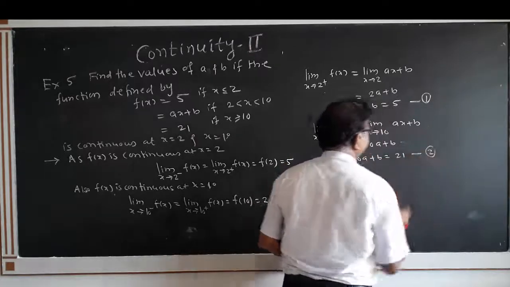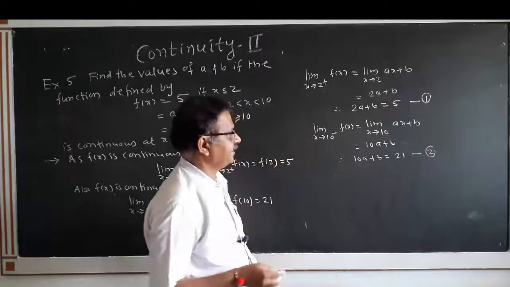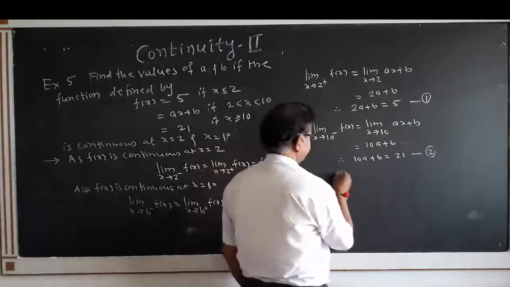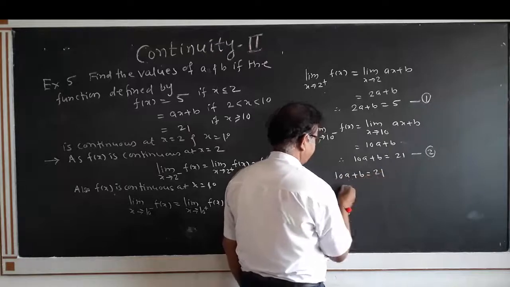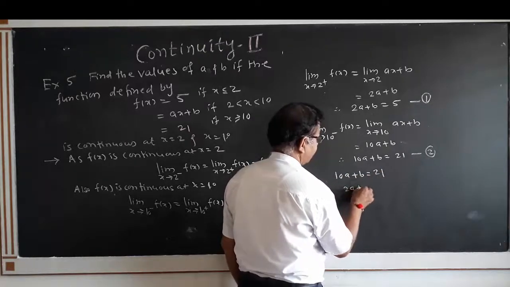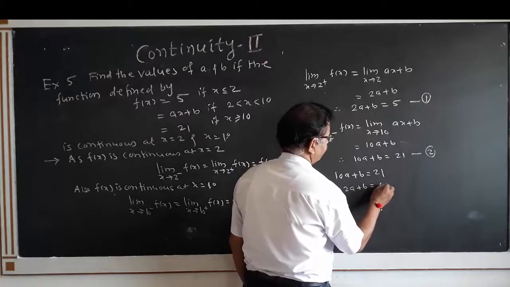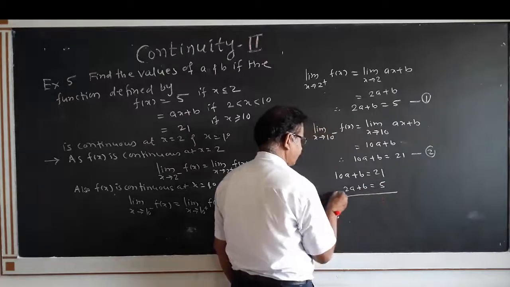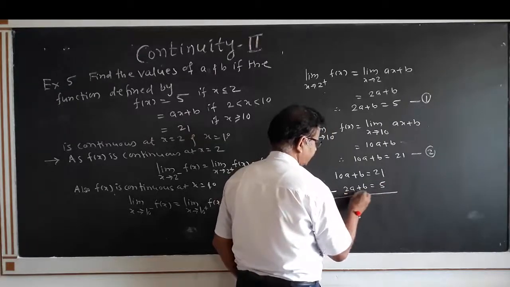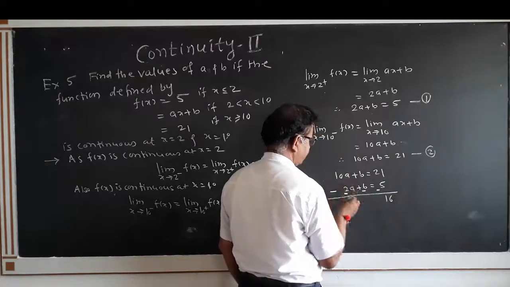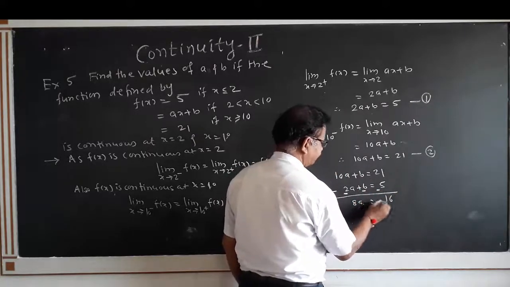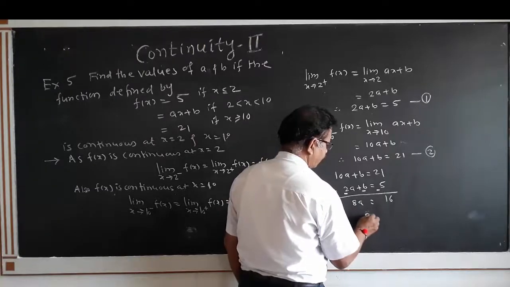This is equation second. We shall solve these two equations simultaneously. That is, 10a plus b equals 21 and 2a plus b equals 5. If I subtract these equations, I will get 16, b minus b is 0, and 8a. Therefore, a equals 2.